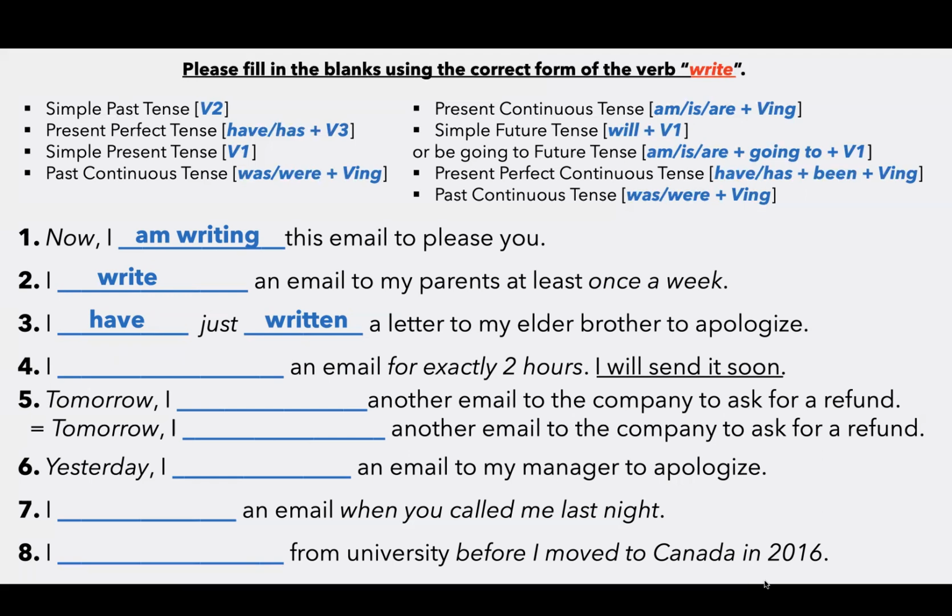In this case, we use present perfect continuous tense. I have been writing an email for exactly 2 hours, and I will send it soon. The next one, tomorrow, is about future. Another email to the company to ask for a refund.